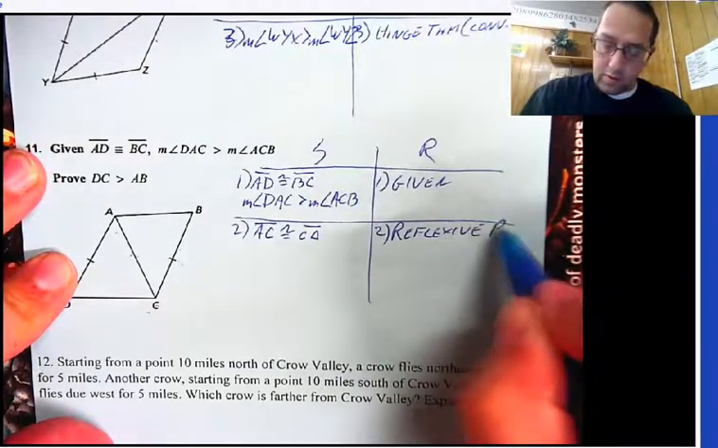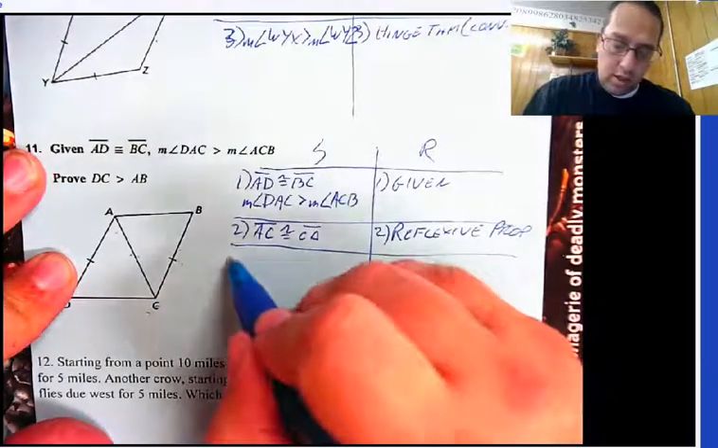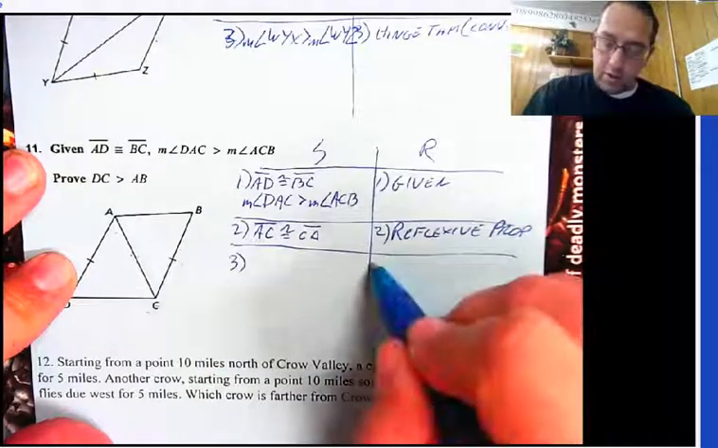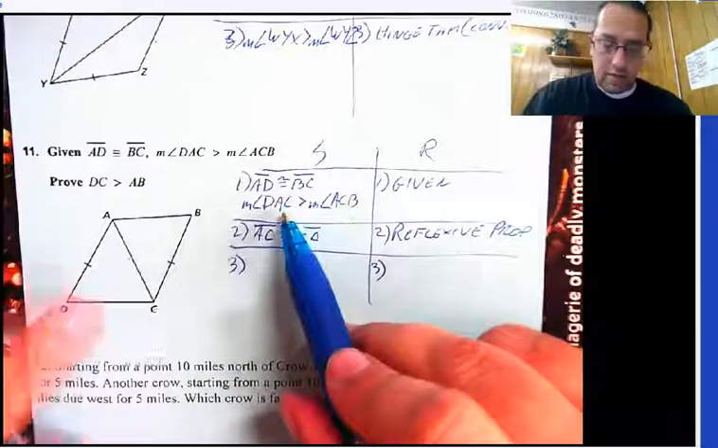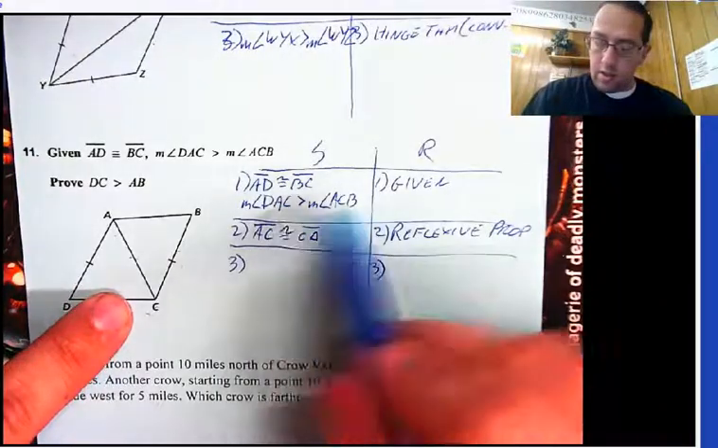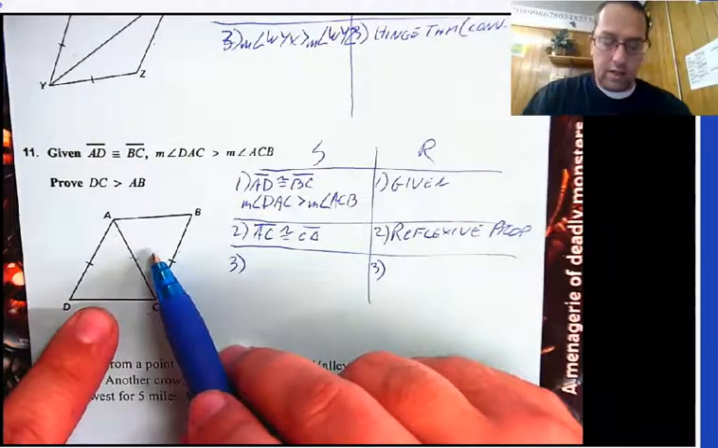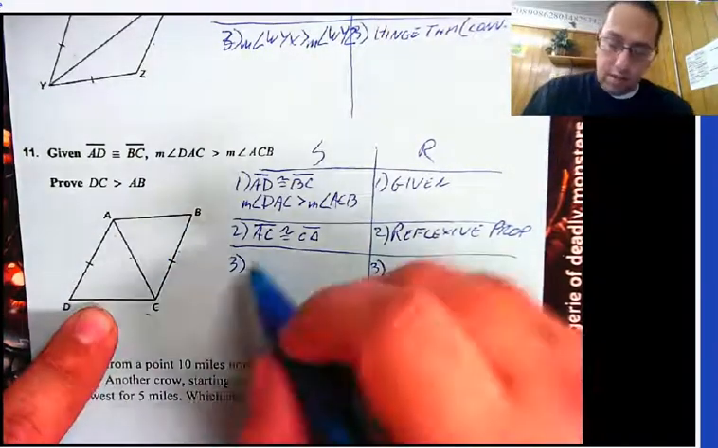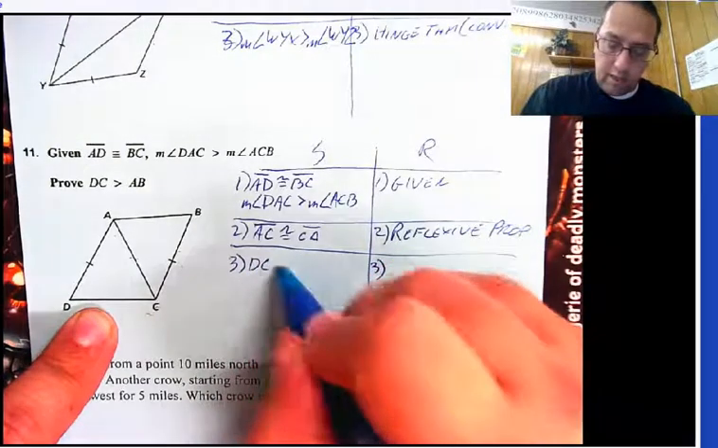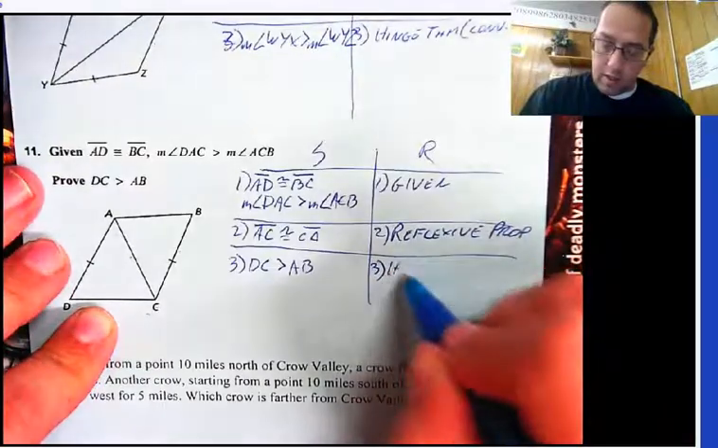Reflexive property. Alright, and now that we have said that we have those two sides, and we've said that the included angle of this triangle is larger than the included angle of that triangle, that means the third side, DC, is going to be larger than the third side of the second triangle, AB. So the length of DC is greater than the length of AB by the Hinge theorem.